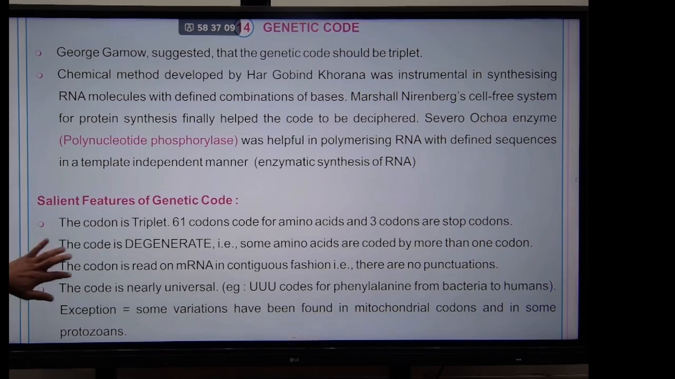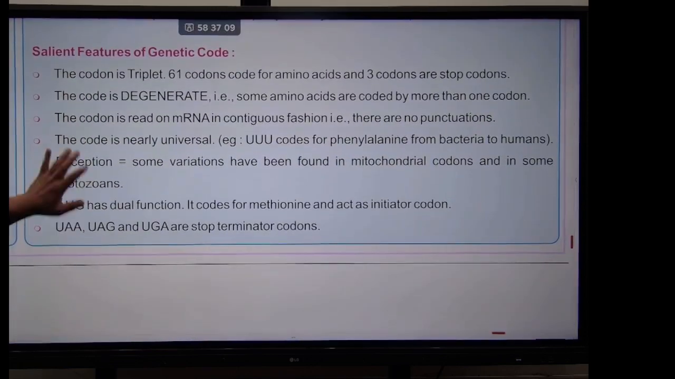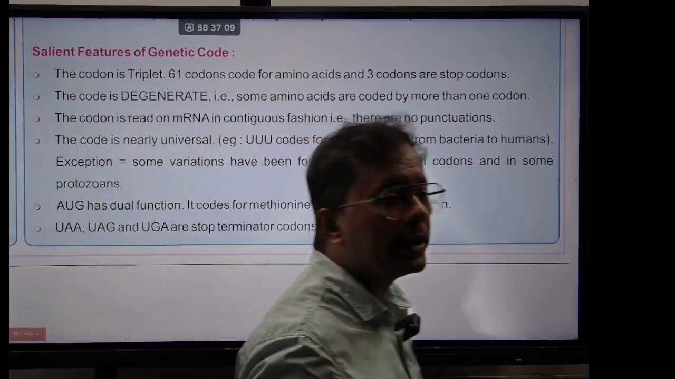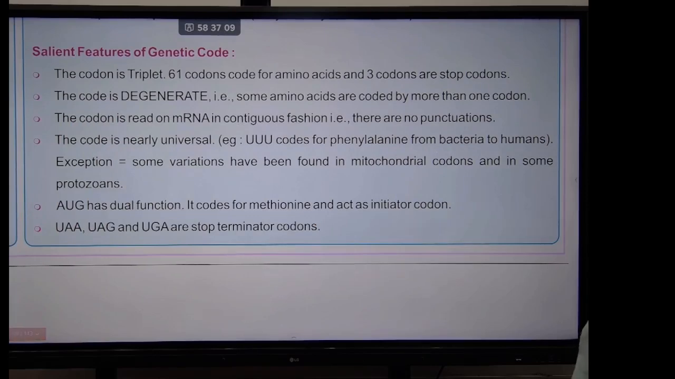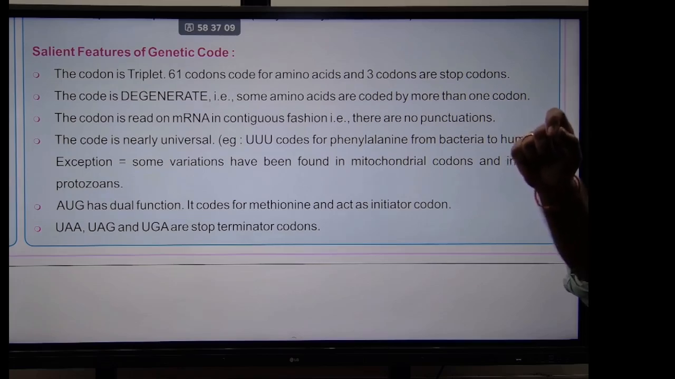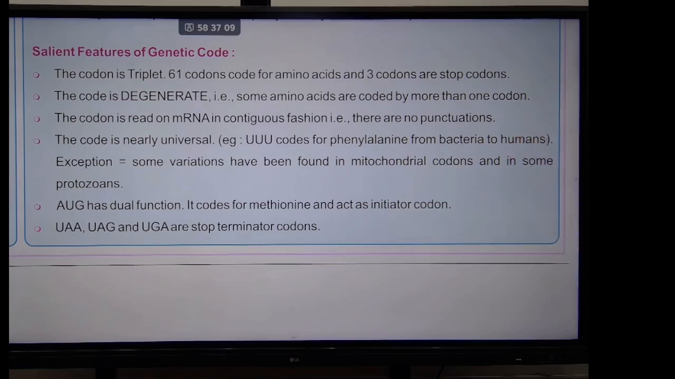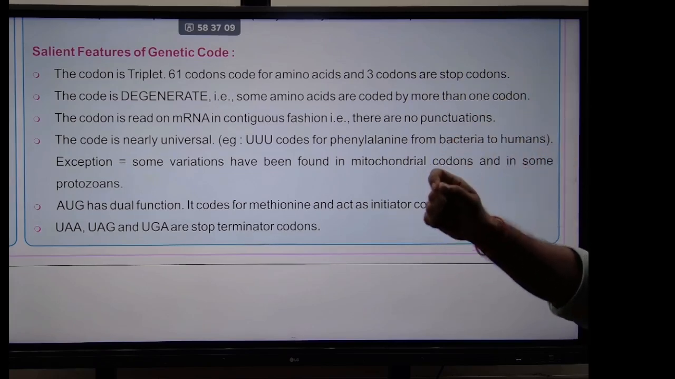Now you see, guys, these are the salient features of the genetic code. The first one, the code is always a triplet. For example, AUG is the first codon on every mRNA molecule, which codes for the amino acid called methionine.